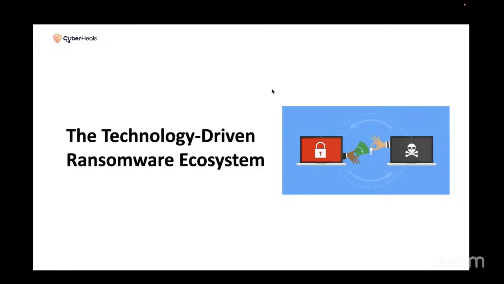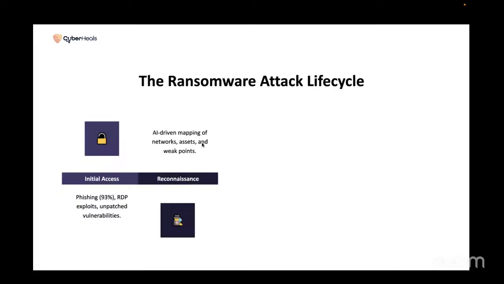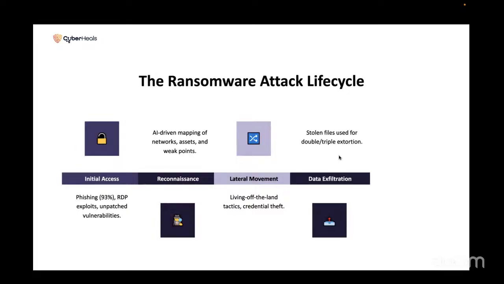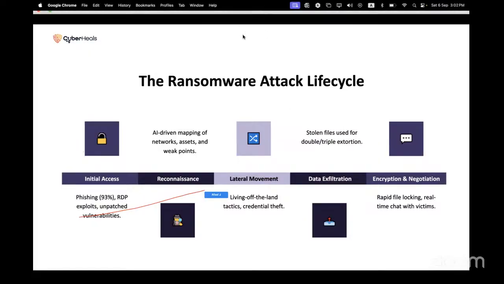So now let us look at the technology-driven ransomware ecosystem. You have initial access through phishing, RDP exploits, and unpatched vulnerabilities. Then they do AI-driven mapping, like reconnaissance. Then they move from one place to another using living off the land tactics and credential theft. Then they take the data. Finally, they do encryption and negotiation. It's rapid. All of them happen quickly.